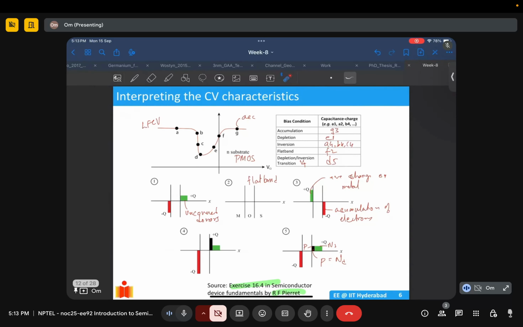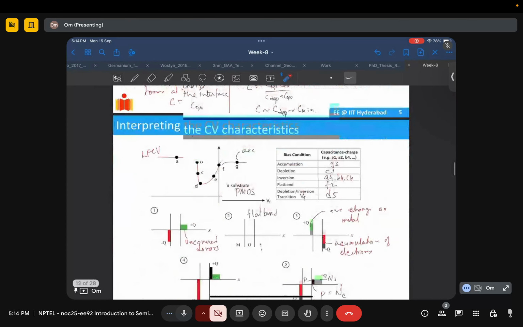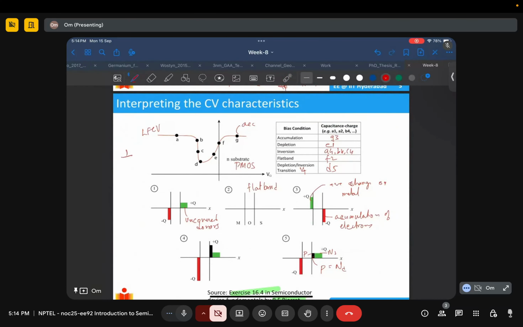To interpret the CV characteristics, this is a CV for a PMOS. Here we are starting from accumulation, depletion, and this is inversion. Again, it's a low frequency CV since it's going back up. This value where it saturates is Cox, the oxide capacitance. So why in accumulation and inversion is the capacitance Cox? Because you can see it from here: 1 by C is 1 by Cox plus 1 by CSi.